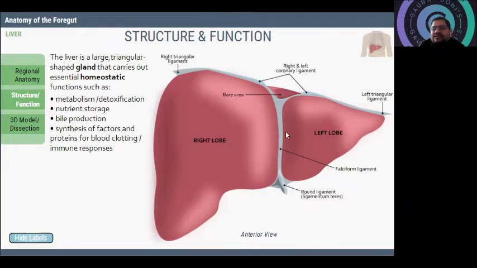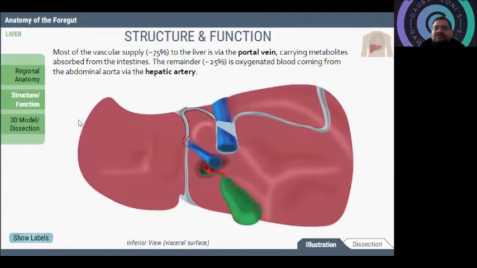And you can see certain modifications of peritoneum known as ligaments here. Triangular ligaments, right and left. Coronary ligament, right and left. Falciform ligament and round ligament. These are the certain modifications. Next, most of the vascular supply: 75% of the liver is via the portal vein. Very important to remember, carrying the metabolites absorbed from the intestine. The remaining 25% is from the hepatic artery.